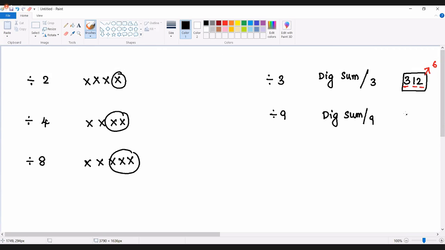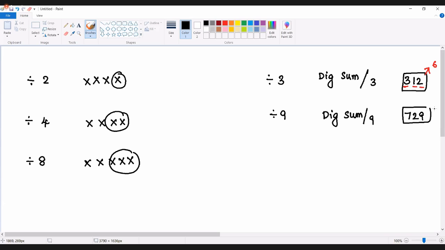Similarly, what is the divisibility of 9? If you want to check, you can take a very simple number. For example, I am taking the number 729. Is it divisible by 9 or not? In order to check the divisibility of 9, 3 and 9 follow a similar rule: the sum of the digits must be divisible by 9. I have the number 729. 7 plus 2 plus 9. What is the sum of the digits? The sum of the digits is 18. Is 18 divisible by 9? Yes, 18 is divisible by 9. So we can say the entire number is divisible. Like that, whatever the number is, the sum of the digits must be divisible by 9.